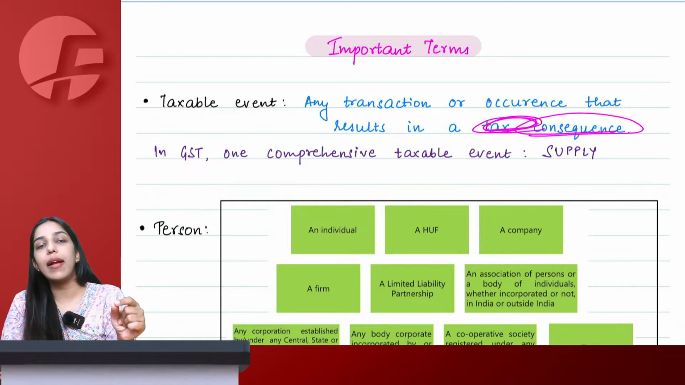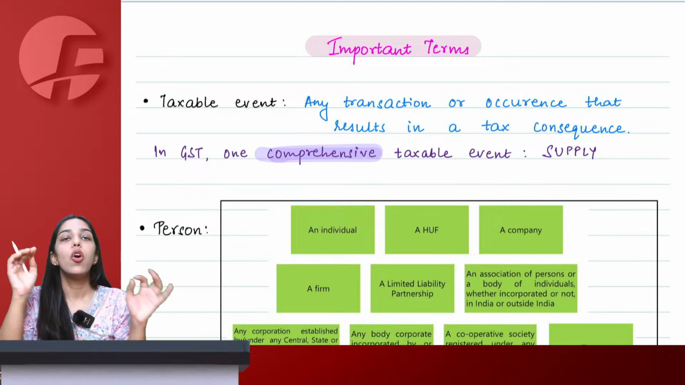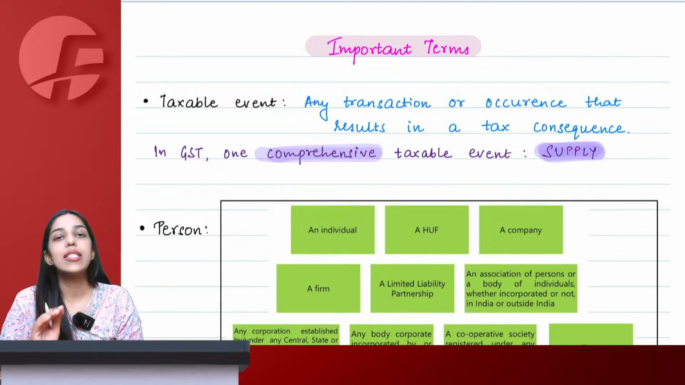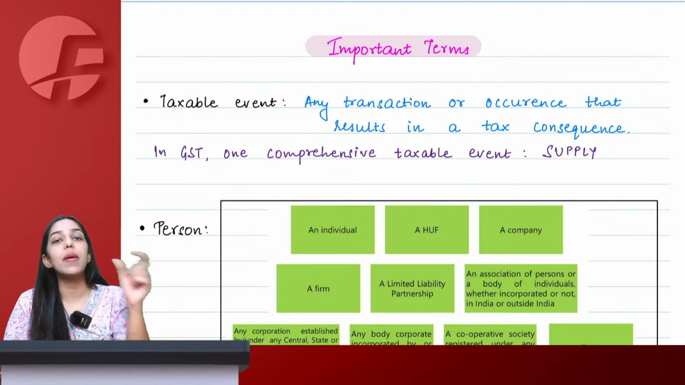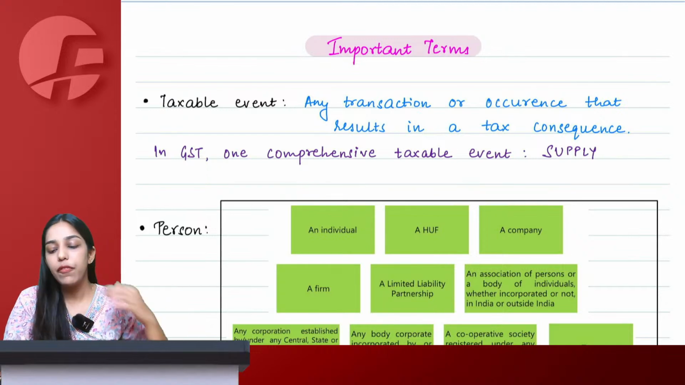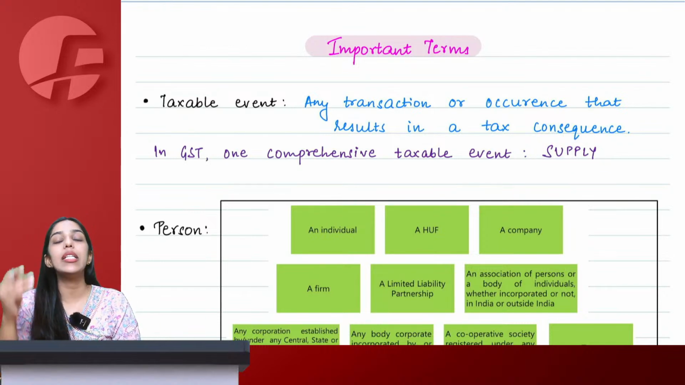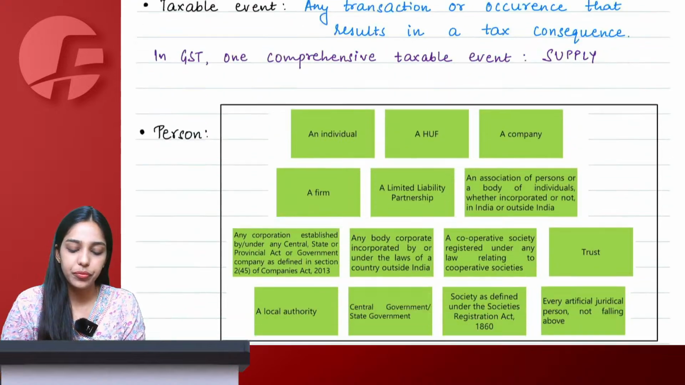So what is the taxable event in GST? There is only one comprehensive, whole and sole taxable event under GST, which is known as supply. So if at all there is any supply of goods or services, only then GST can be levied. If there is no supply, then GST cannot be levied, because ultimately the taxable event of GST is supply only.